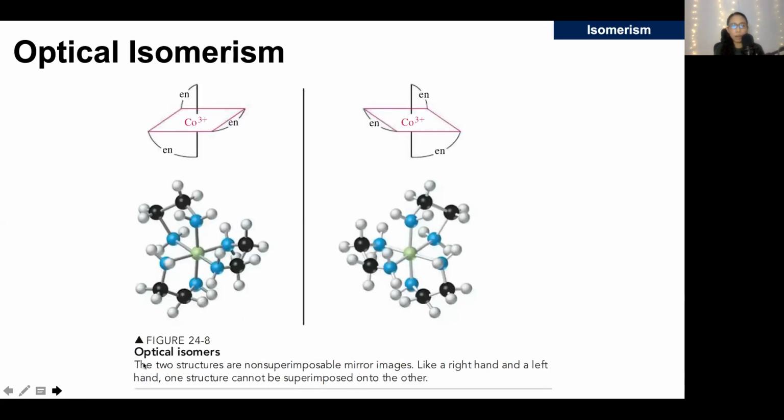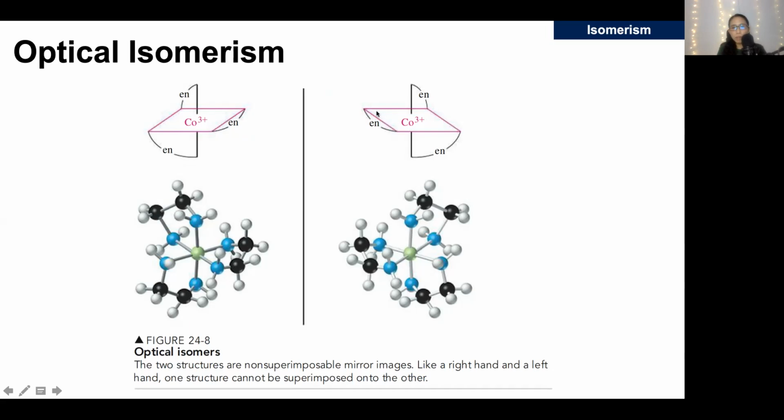Now, how is it displayed in coordination compounds? This is typically displayed by polydentate ligands. Here we see a cobalt center, and we have 3 ethylenediamine ligands. Recall, ethylenediamine is attached via 2 points, so it's a bidentate ligand. So you have one here, and another one here.